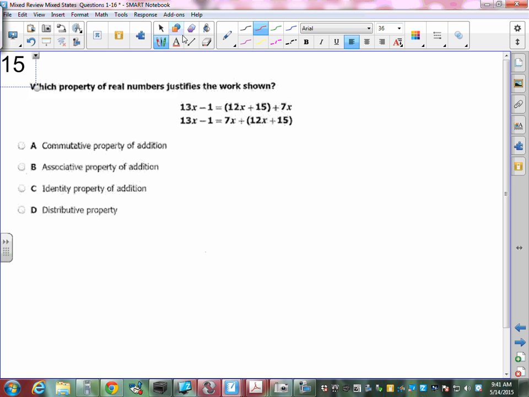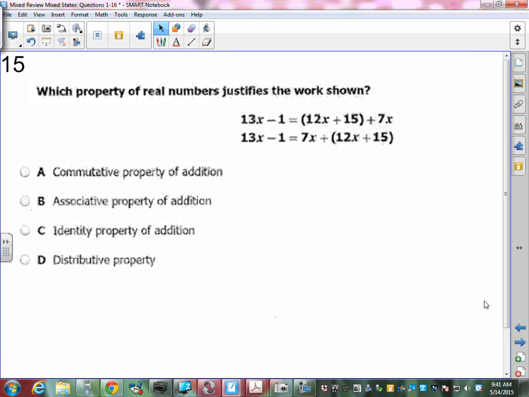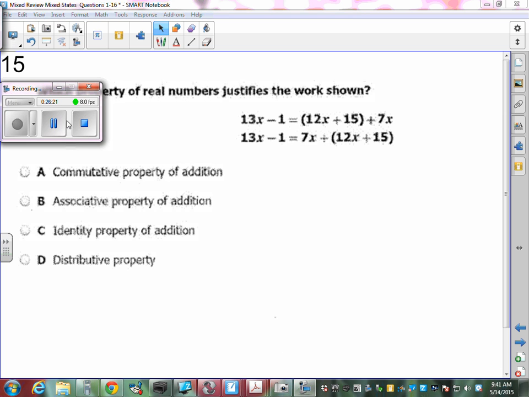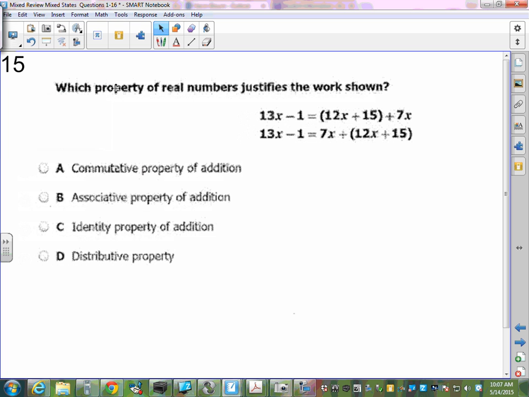Let's talk about our properties, and go for our steps. And I'm going to pause the video and start recording. Okay, we're back, and we are talking about what property of real numbers justifies the work shown.